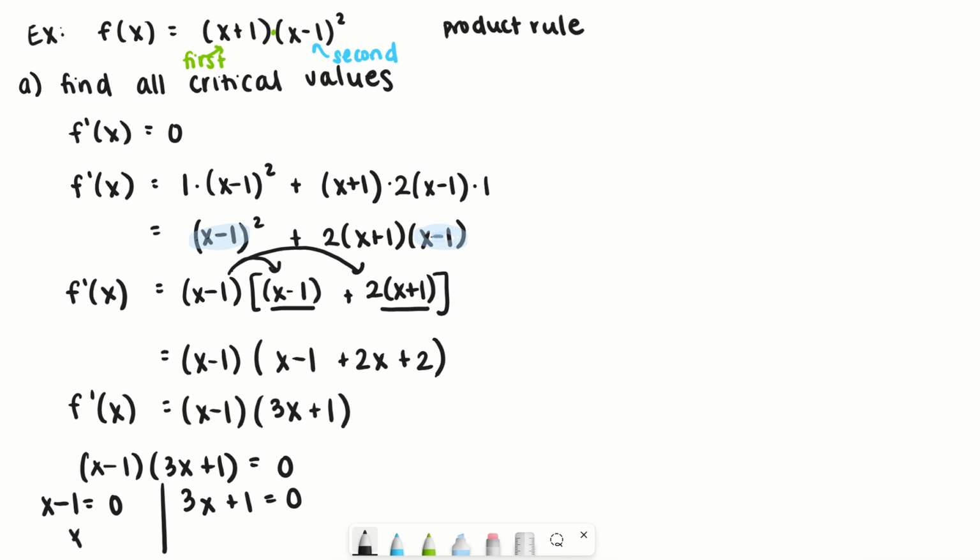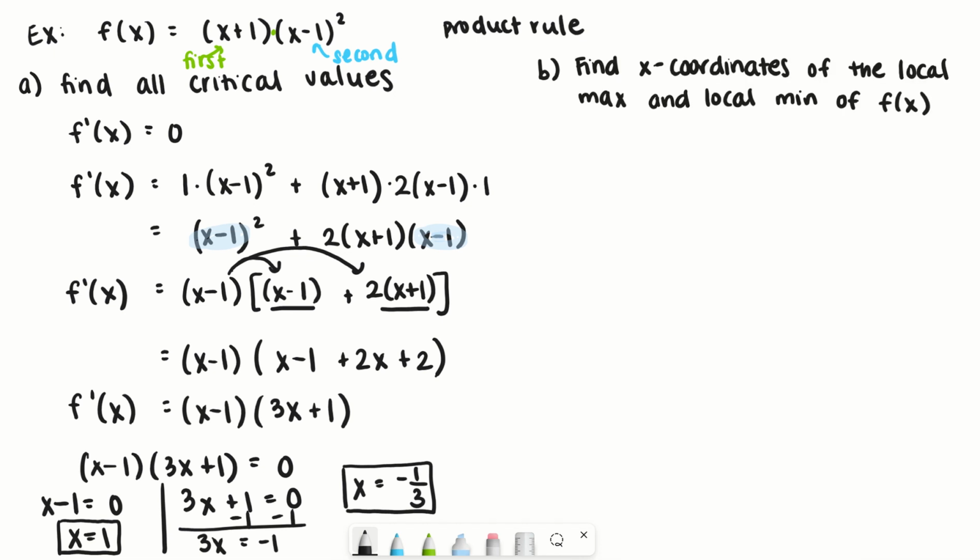If I add 1 to each side, x is 1, and then if I subtract 1, I get 3x is negative 1, and then if I divide by 3, I get that x is negative 1/3. So these will be my two critical values. Those are the two x values that give me f prime of x equal to 0.